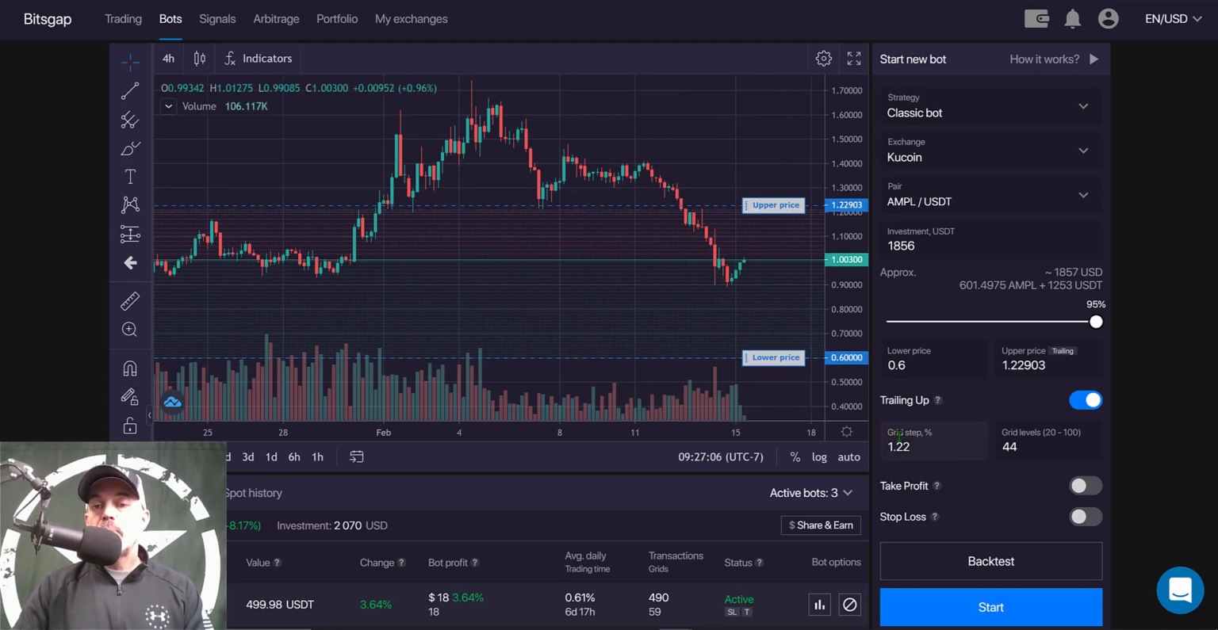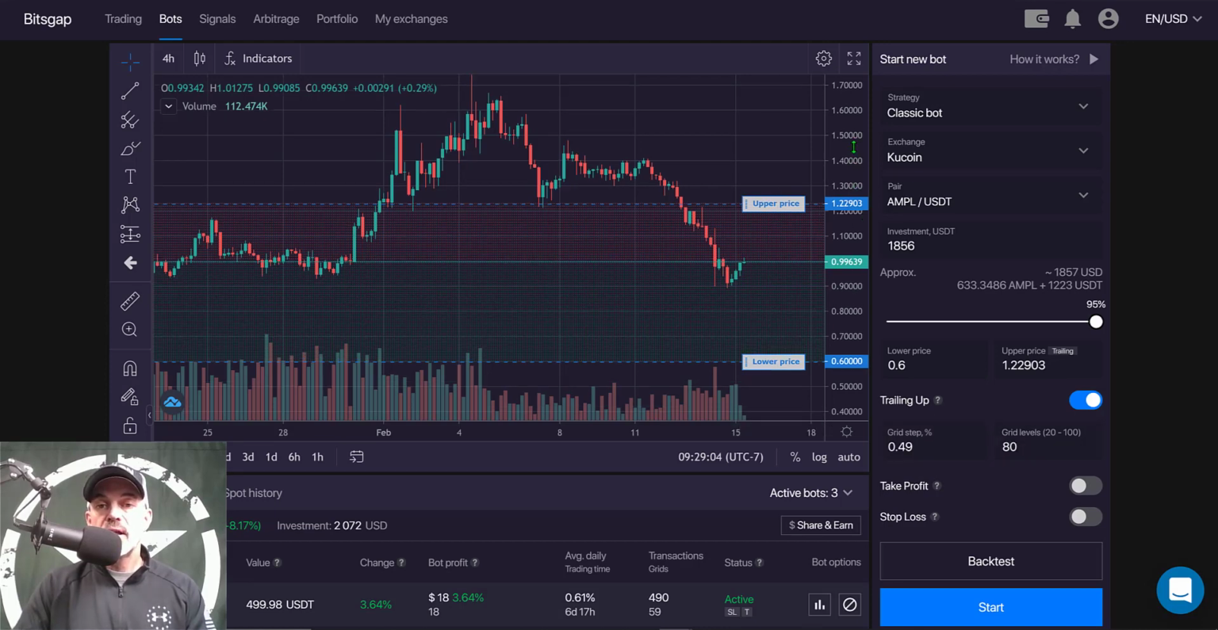So now I need to determine my grid spacing and my number of grids. So I'm going to throw in a number here of 70 grids. That gives me a grid spacing of 0.63%. Now I'm going to go a little higher to 90 with this grid spacing. You can see this box turns red and it cannot place 90 grids within the price range to start the bot. And so by dialing in my grid spacing, rather than trying to guess on the grid levels, I just dialed it in to 0.49%. Now I have my 80 grid levels as a total number of grid levels.